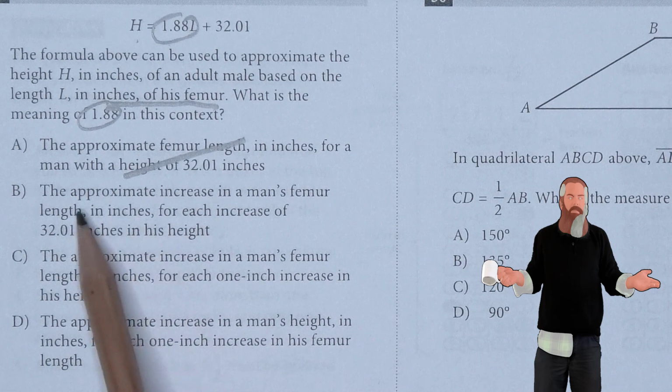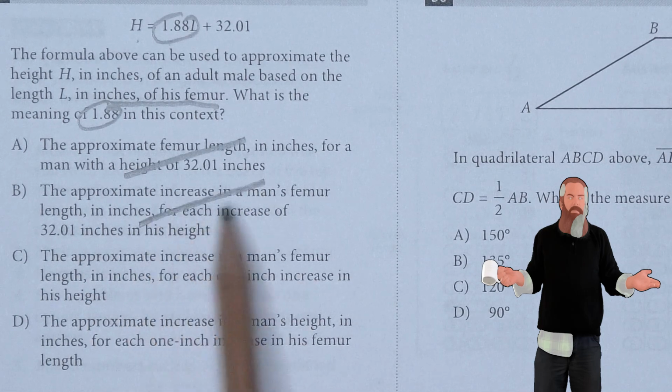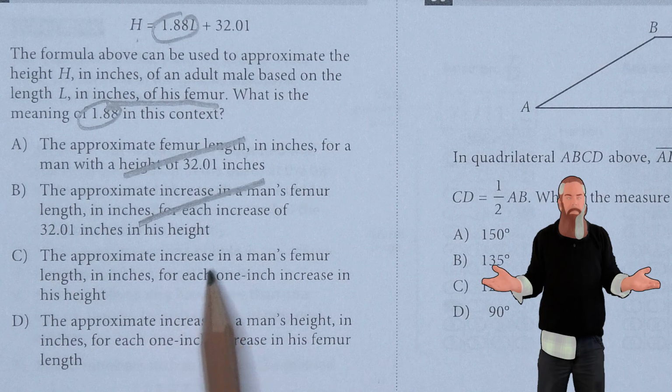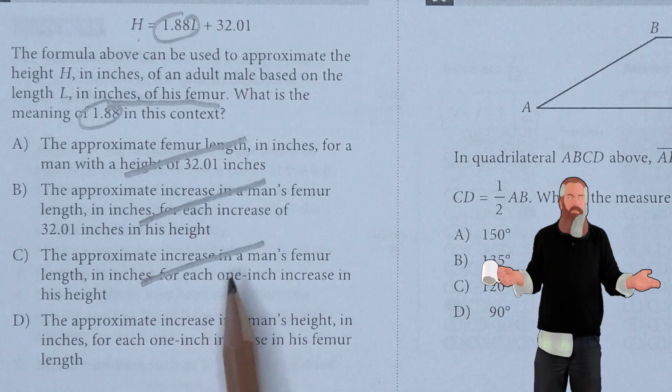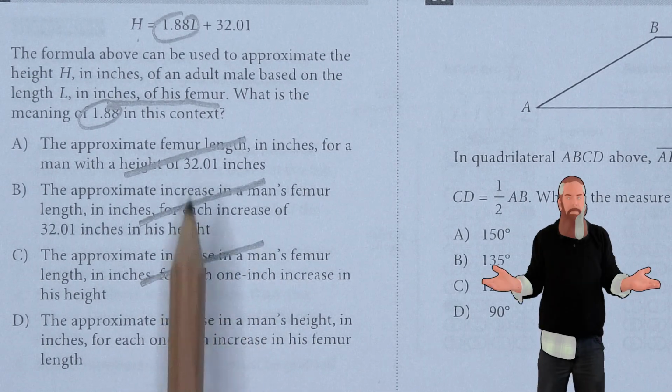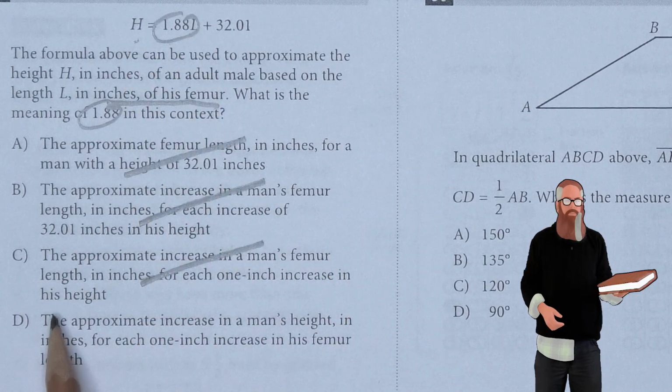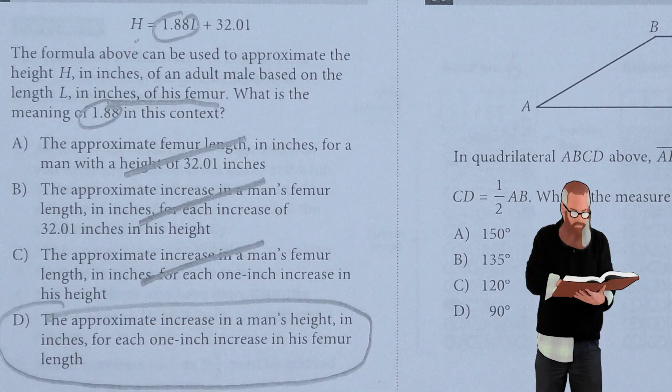So the approximate increase of femur length, we get to eliminate that. The approximate increase in femur length, eliminate that again. Really, everything comes down to that whole beginning where h is equal to, the height is equal to. So D is the answer.